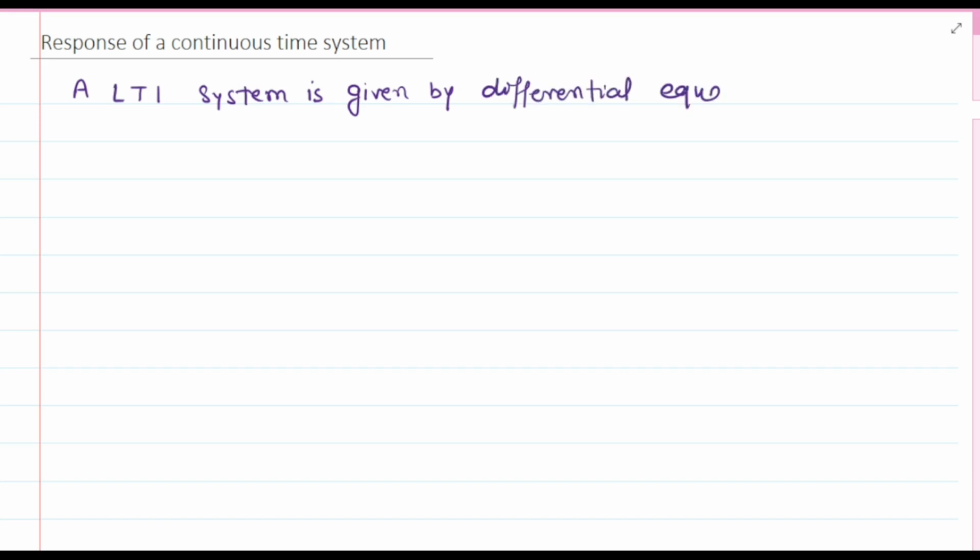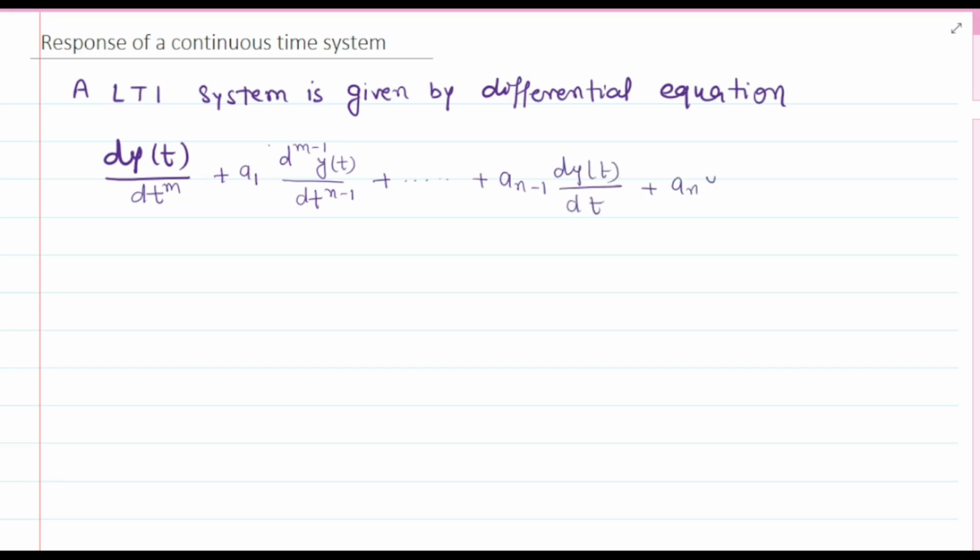For this purpose, let us consider a standard equation to describe a continuous time system. Continuous time systems are described by using differential equations. So here I am taking a differential equation of general form: d^m y/dt^m, reducing the order one by one and then going up to the n terms of this differential equation.